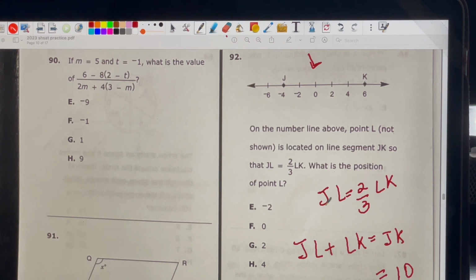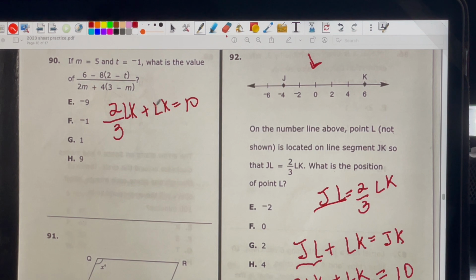So now I know that JL, from our statement, is 2/3 of LK. So I can replace this, because now I have two variables, JL and LK. Think of them as two different variables. I'm going to replace JL with 2/3 LK, because that's what it is, and then plus LK equals 10. Now I have an equation that I can solve. So let me write that again: 2/3 LK plus LK equals 10. And where did I get the 10? Because 10 is the distance between J and K.